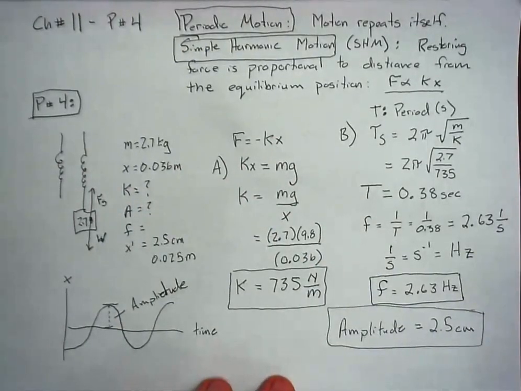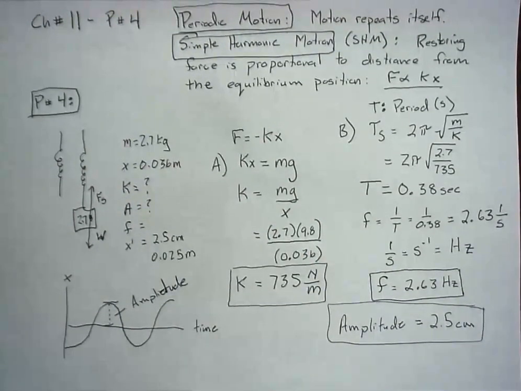Okay. So there we go. There is problem 4. Which talks about the period, the time for one oscillation, the frequency, the number of oscillations per second, the amplitude, the maximum displacement from equilibrium, and our spring constant.